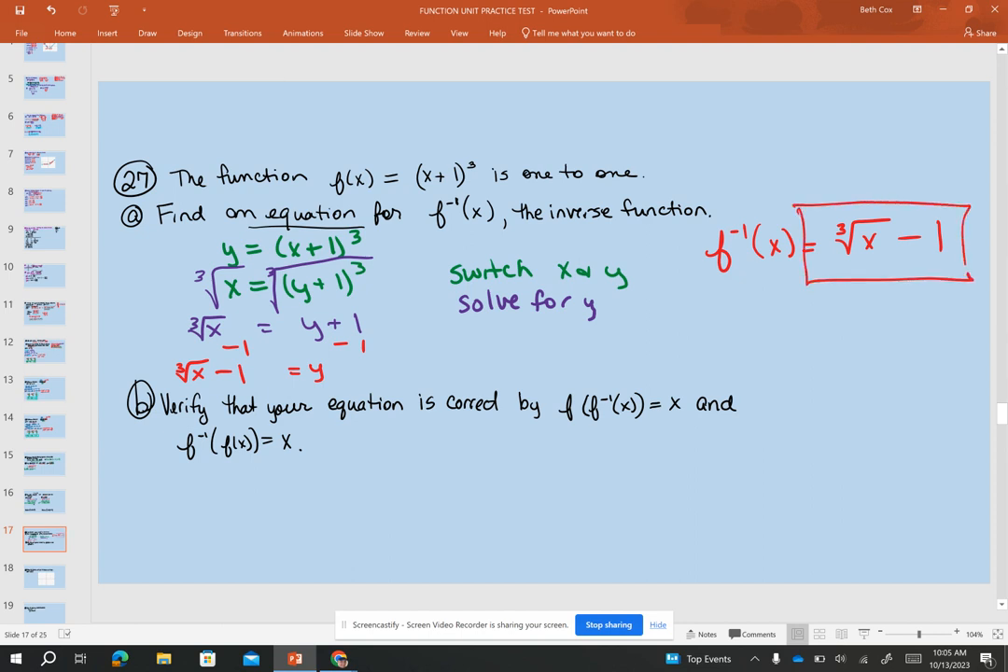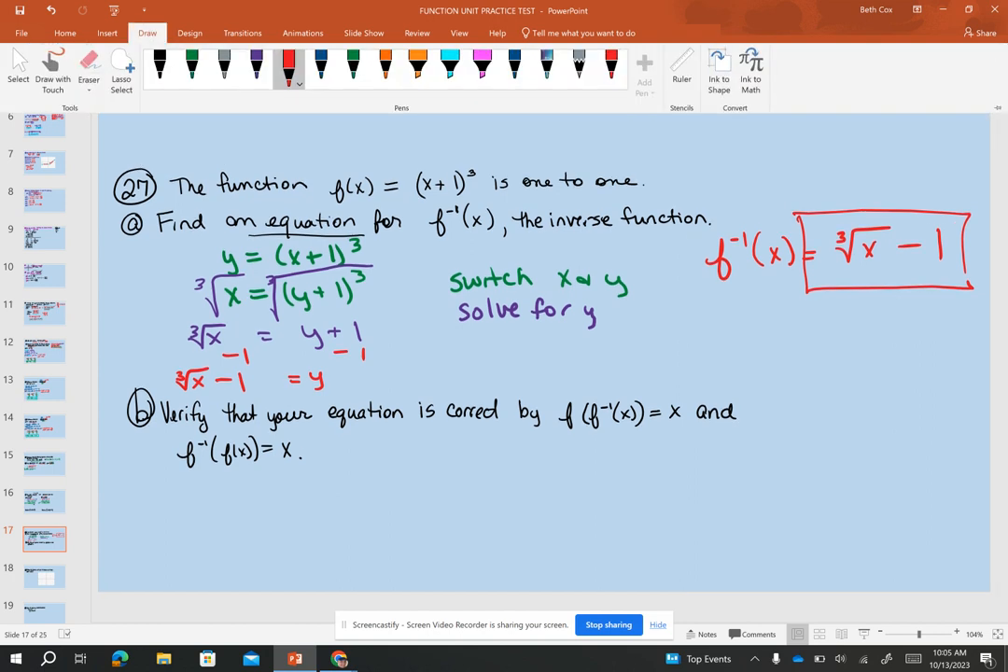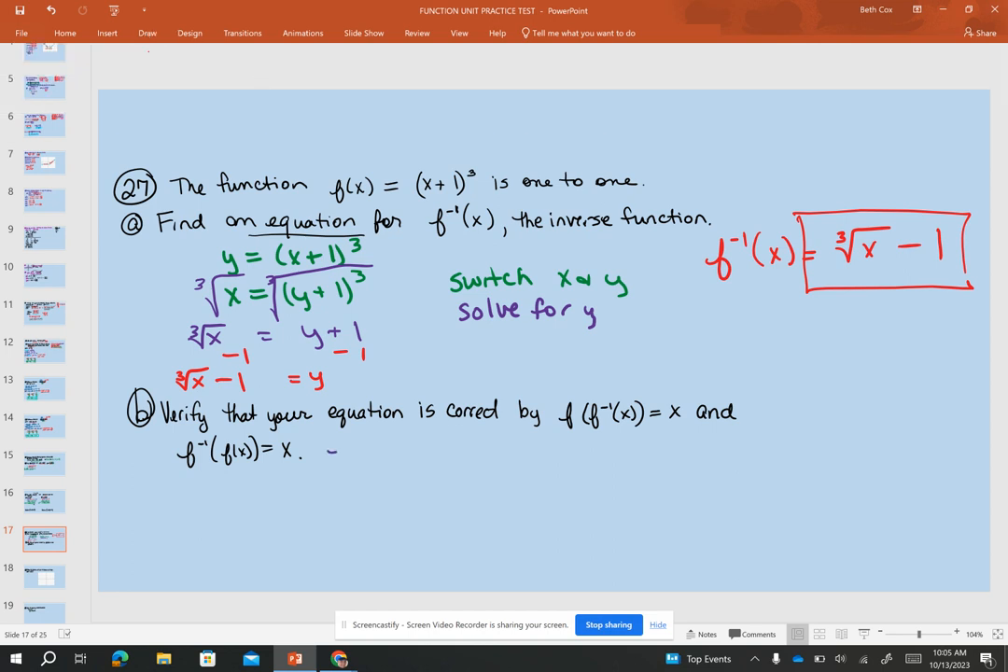Okay, so now the second part wants you to verify that these are in fact inverses. To verify inverses, we plug one function into the other. This is kind of like composition. So technically I'm going to do f inverse composed with f. That's what this means. And I should get x. And right here I'm going to do f composed with f inverse, and I should get x. So we know how to do this. It's just written differently. Let's do it.